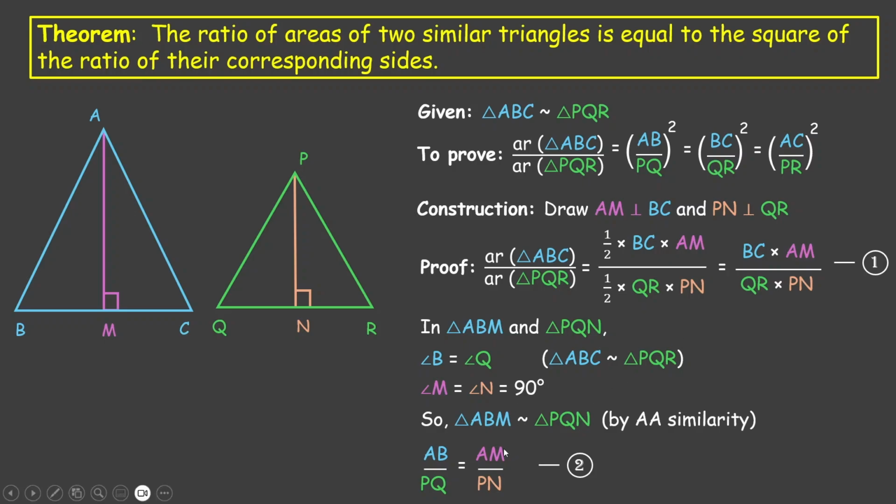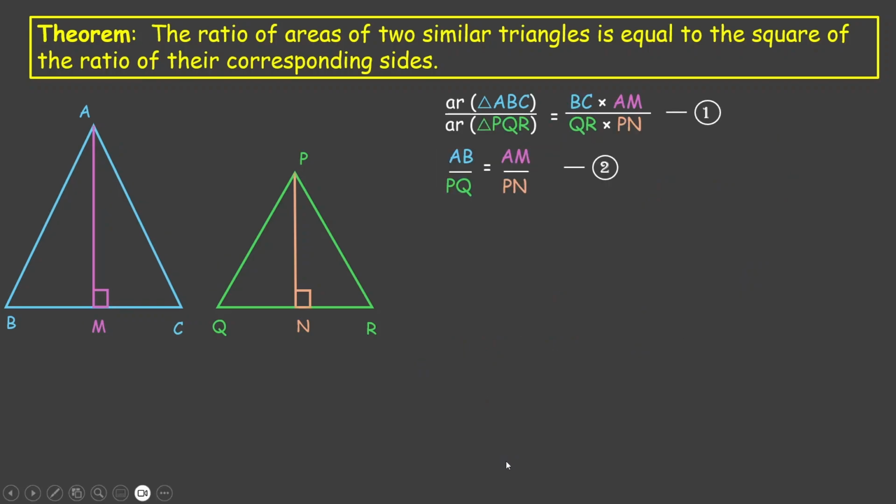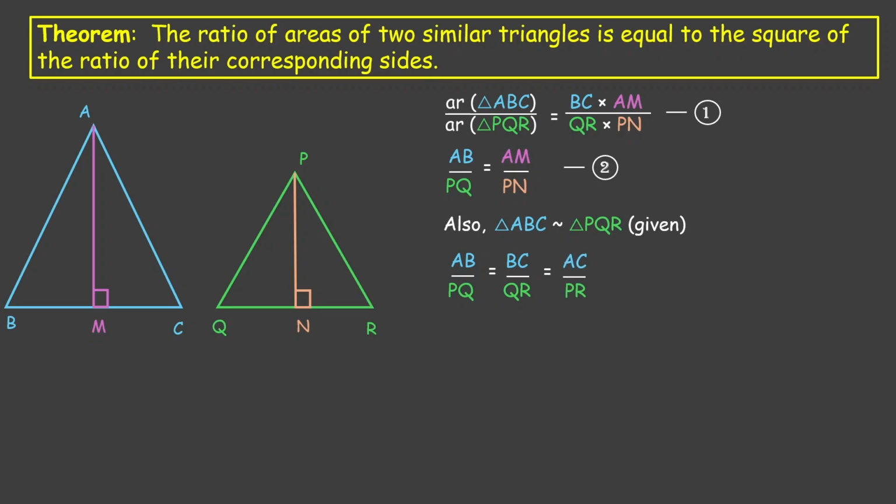Now, I'm going to write both of these equations on a fresh page. If you notice what was given to us initially, these two triangles are similar. So if these are similar, the ratio of their corresponding sides is equal as well. So AB upon PQ is equal to BC upon QR is equal to AC upon PR. Let's call this equation 3, and now I'm going to highlight this first proportion: AB upon PQ is equal to BC upon QR.